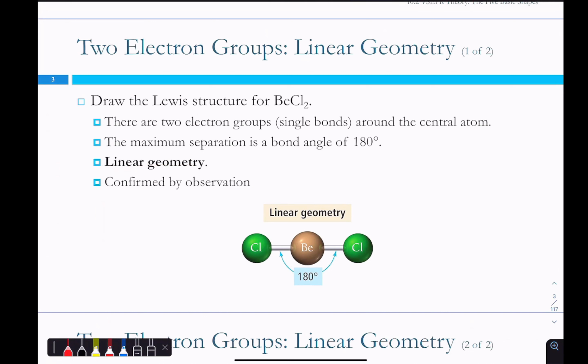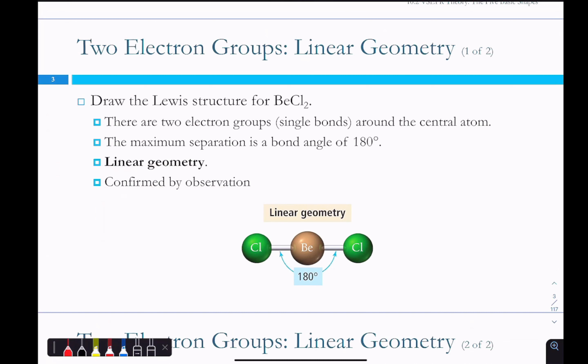You can confirm it by observation, you can look at it. Actually, that's what these balloons up here are for. Yeah, linear geometry. If we had a central atom in the middle here, that would be the beryllium, and they've got chlorine on either side. I can make them go to the same side, but they really don't want to. In their natural state, they want to be separated by 180 degrees. So linear geometry is the simplest one.